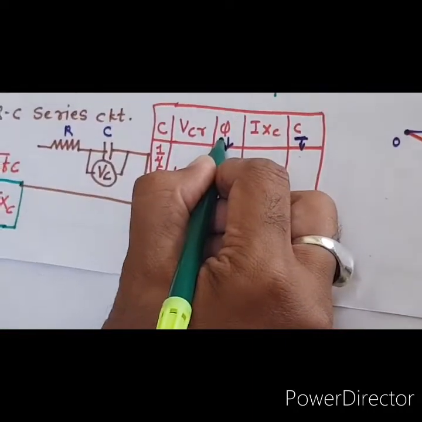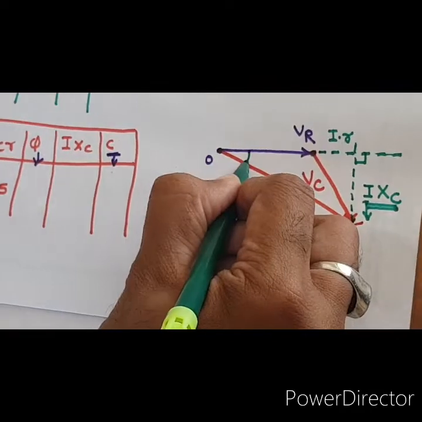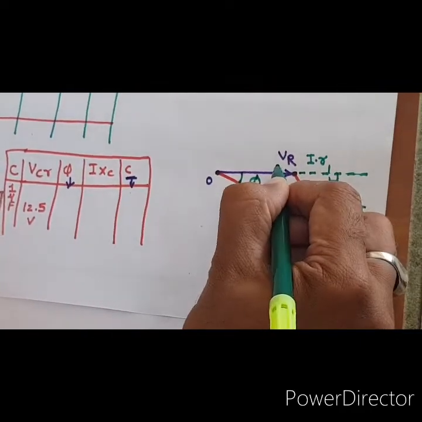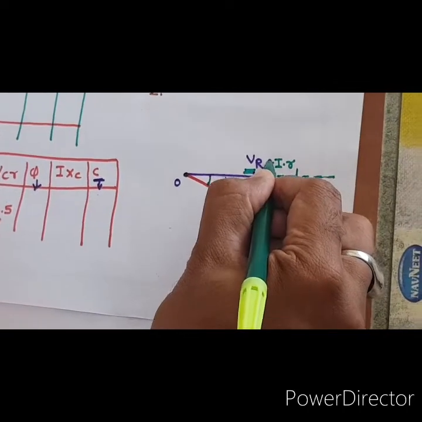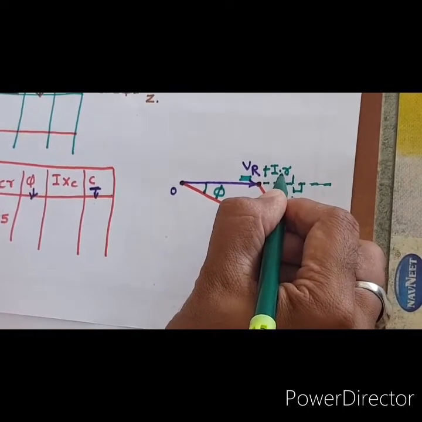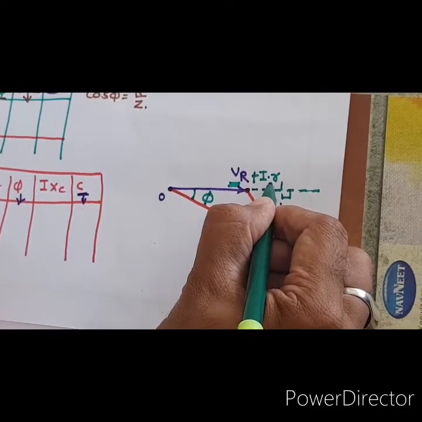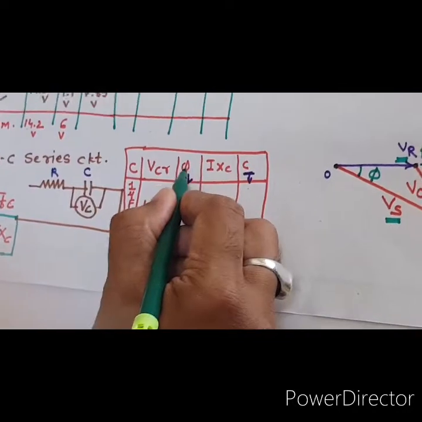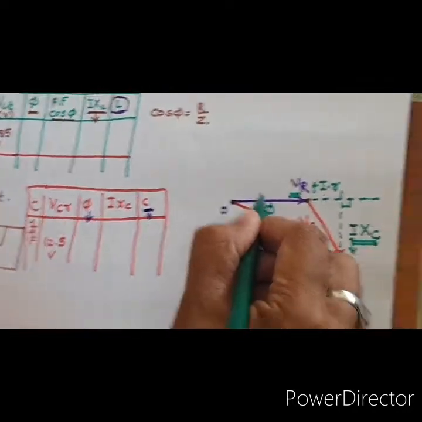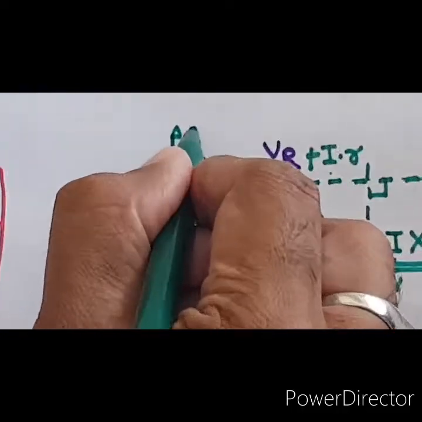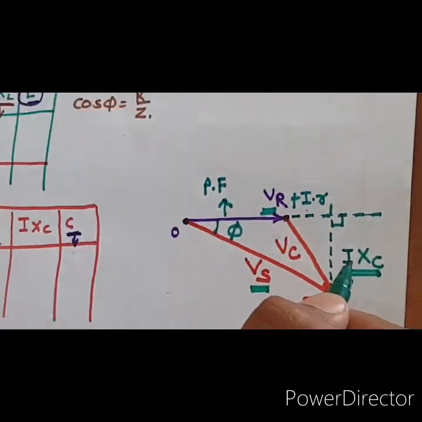About the power factor angle, this is the angle between the supply voltage and the voltage across the resistor plus the voltage drop in the form of the capacitor across the resistive part. It gives you the power factor angle phi, and this power factor angle gives us the power factor of the circuit. Thank you.